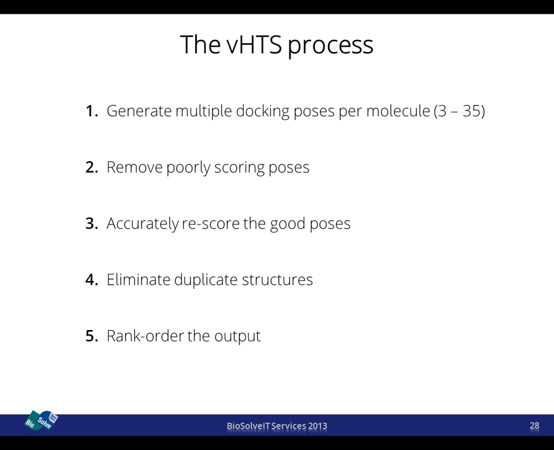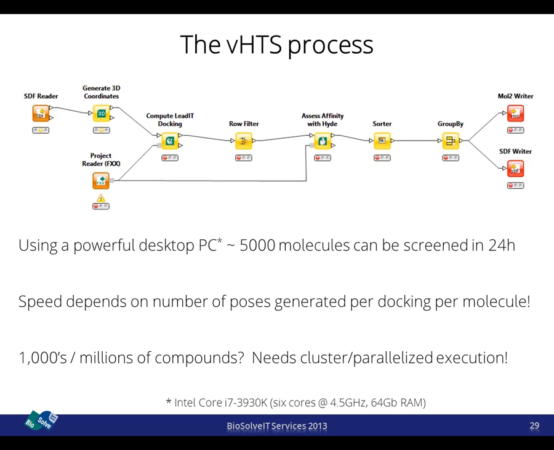So to summarize the whole process, what we need to do is generate multiple docking poses for each molecule, usually between 3 and 35. What we want to do is then remove the poorly scoring poses, then rescore the good poses, eliminate the duplicate chemical structures, and then rank order the output. So it's very easy to do that within KNIME. Here we read in the molecules.